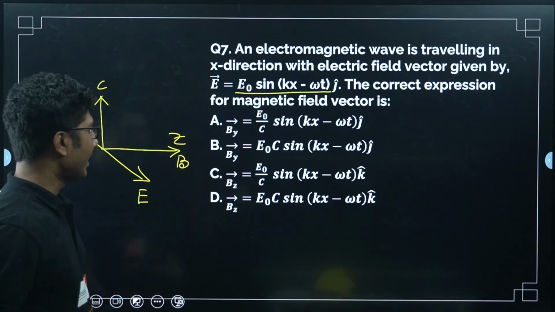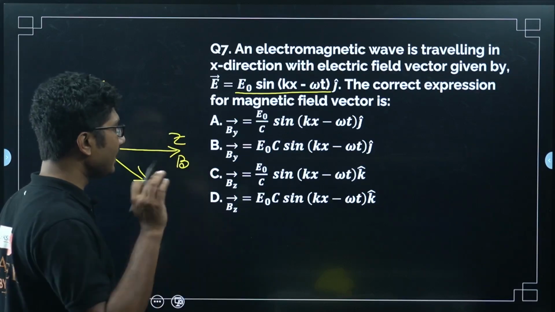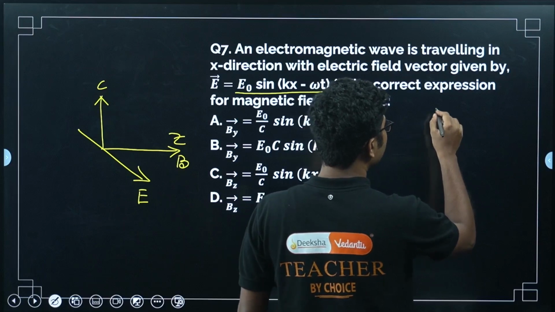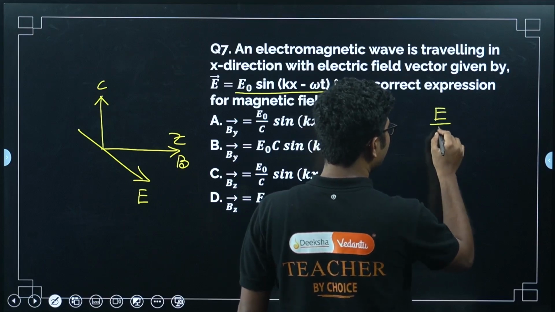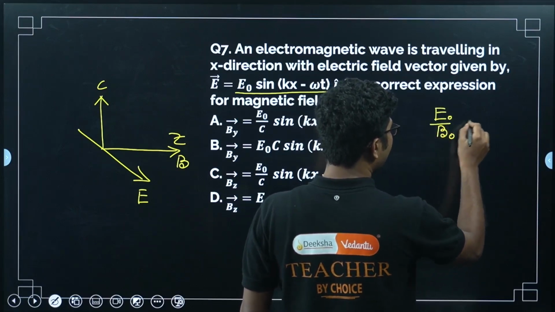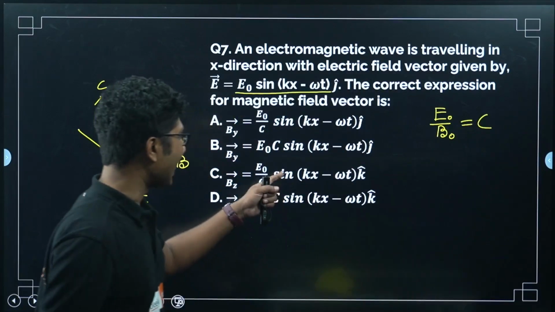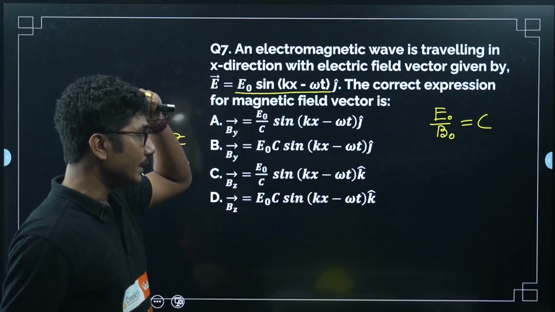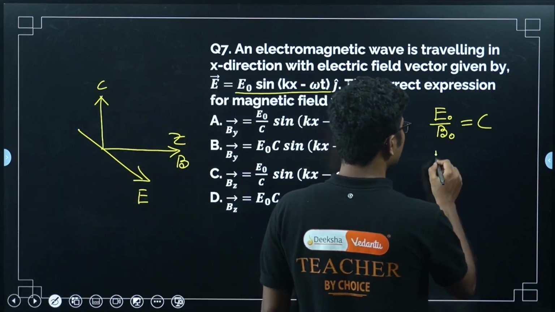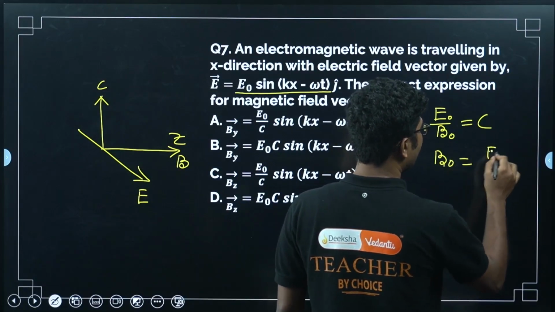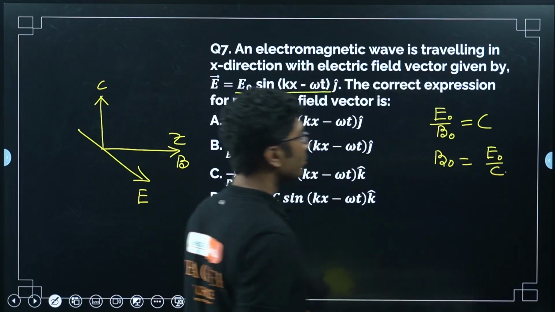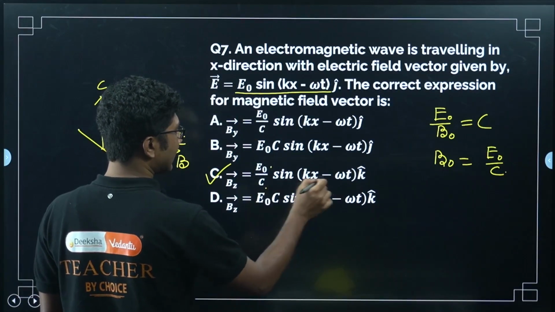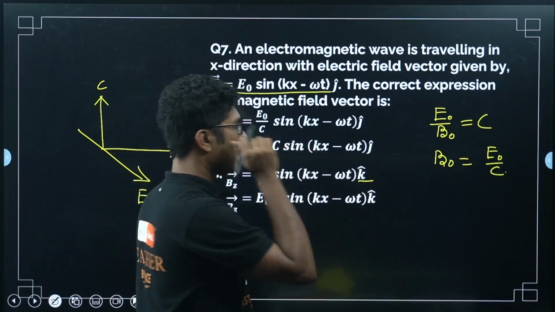So this is clear, right? Positive z direction. Magnetic field should be along the positive z direction, and we also know that E naught by B naught, because the other terms will cancel each other, should be constant. So E naught by B naught should be equal to c. So B naught is nothing but E naught by c. So the correct answer is this, E naught by c sin(kx - omega t) k cap, right?